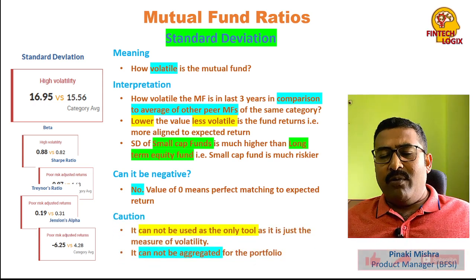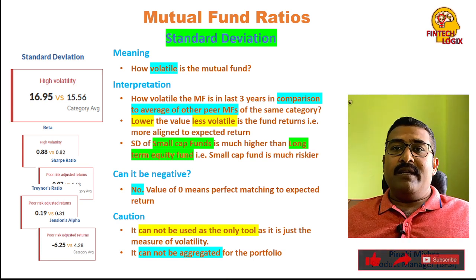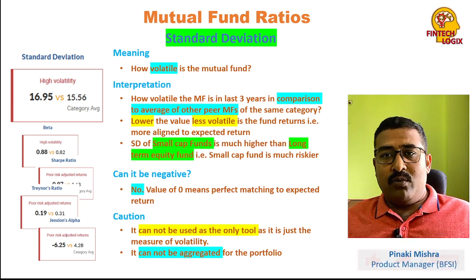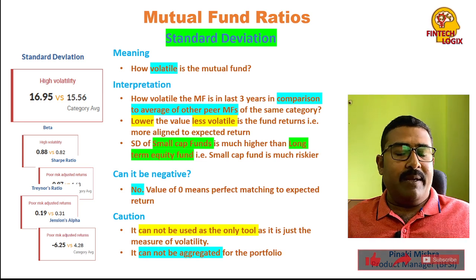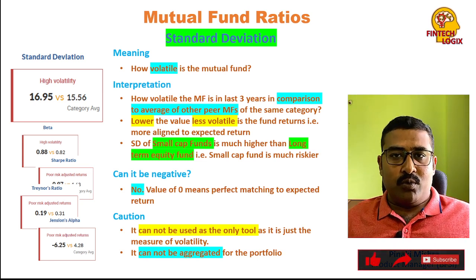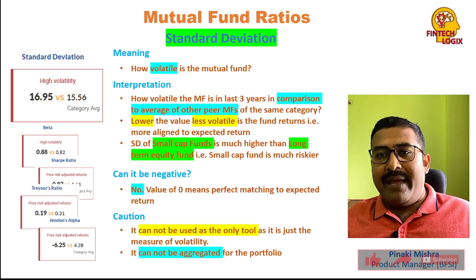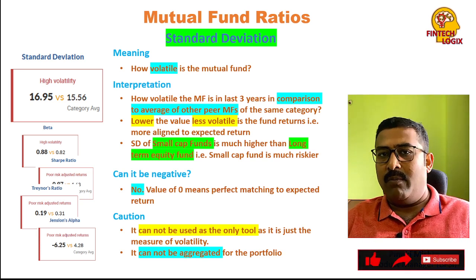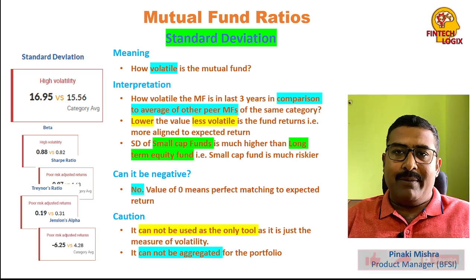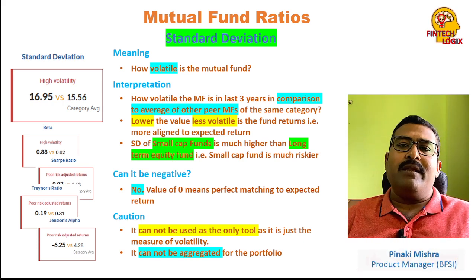Now we also have to keep in mind some cautions while studying this. It cannot be used as the only tool. We have to take help of some other ratios also to be absolutely certain that we are choosing the right fund. Also, it cannot be aggregated for the portfolio. Suppose you have 5 mutual funds in your portfolio and you get individual SDs. Can you combine them all to represent the health of your portfolio? No. That is why the use is limited.